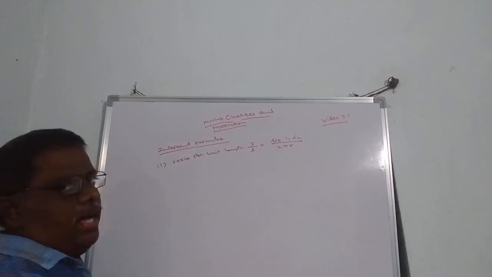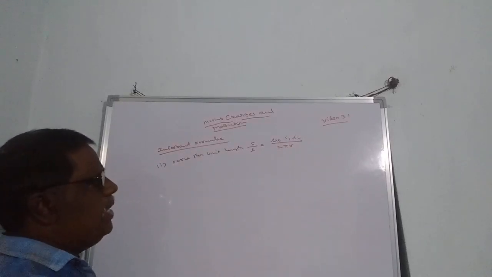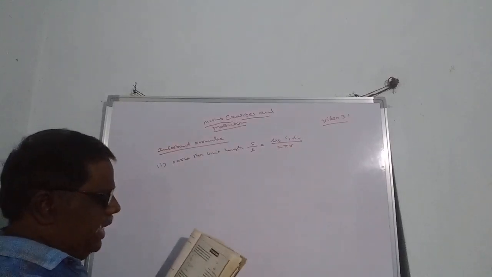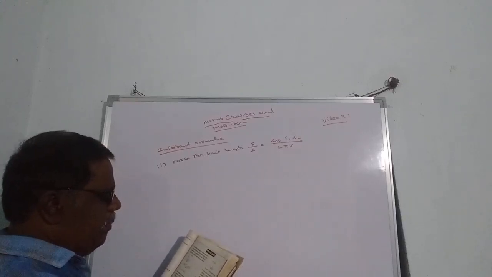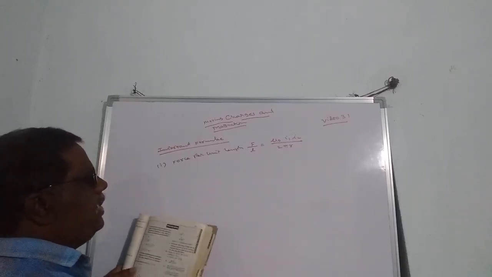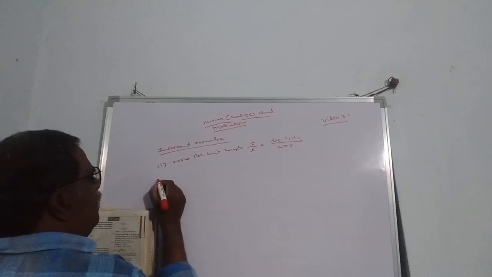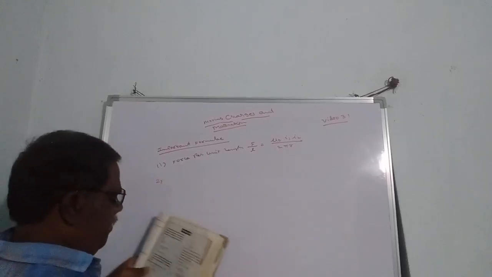Mu naught is the absolute permeability, or permeability in free space. R is the separated distance from the origin to the magnetic field induction.